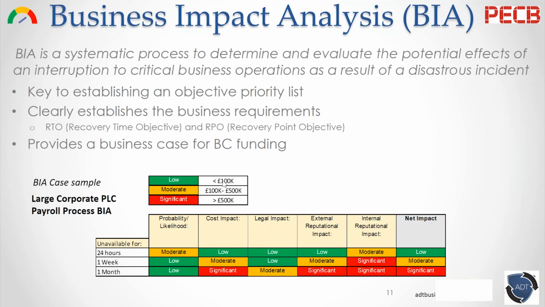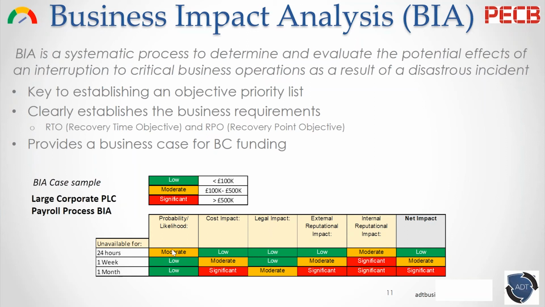But ultimately, what you're trying to establish here is what would happen after 24 hours, 1 week and 1 month. How would it impact the organisation? And based on this information, you can then make a case for either massively funding IT, massively funding the recovery and the business continuity, or not funding it.